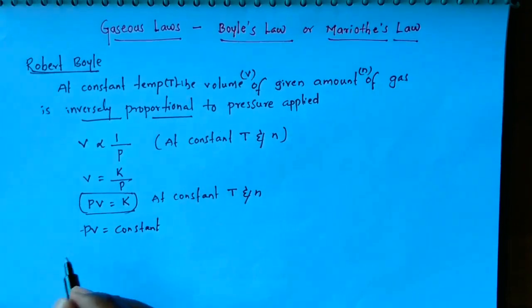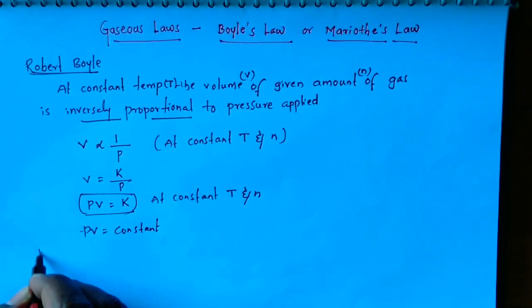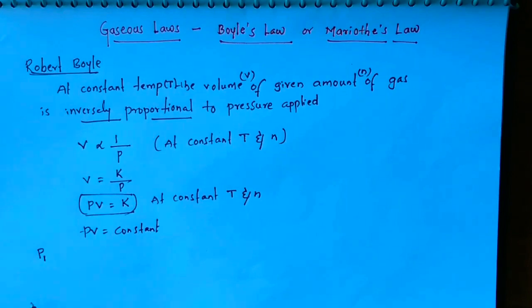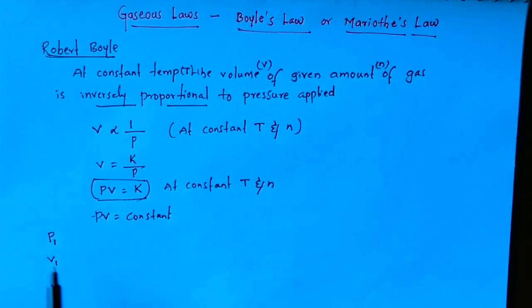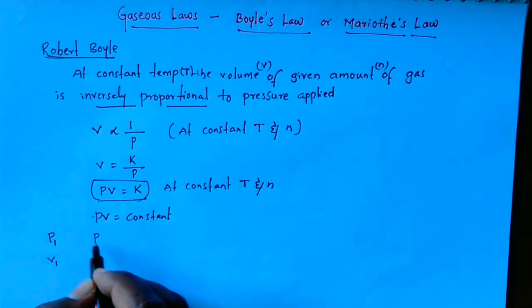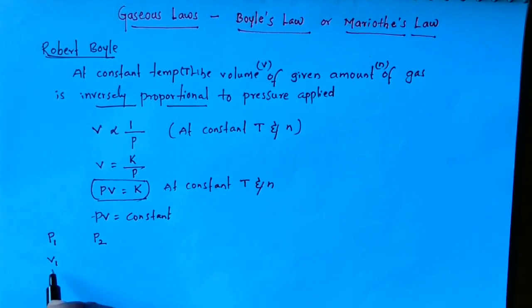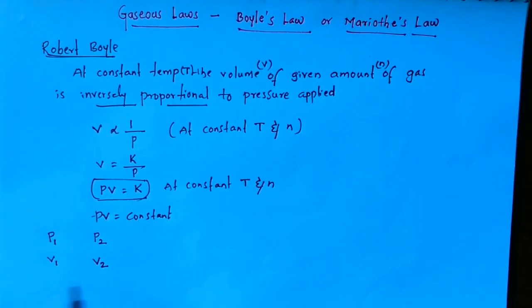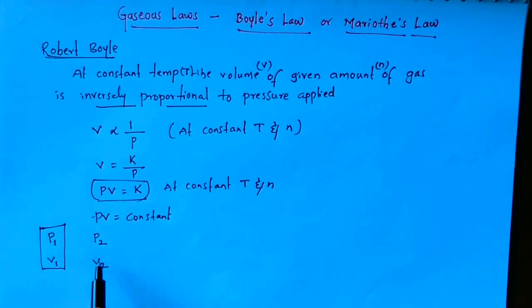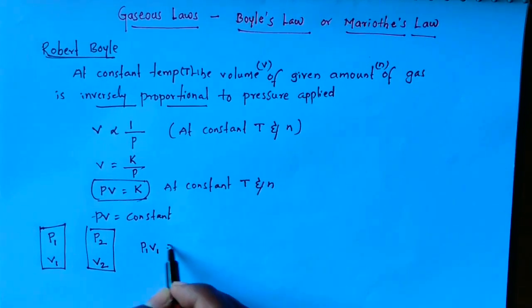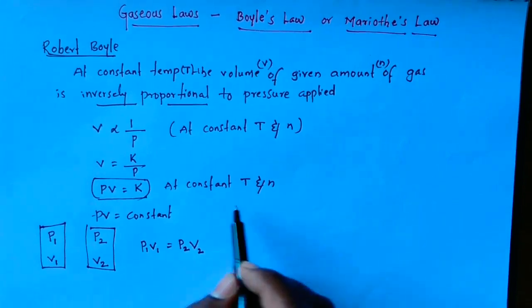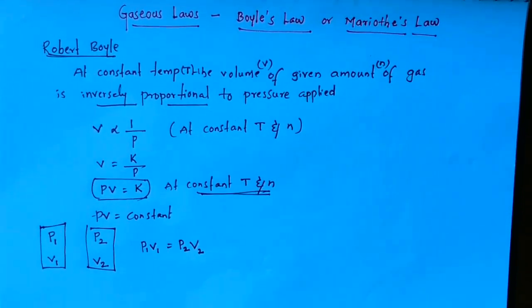Suppose I take one gas having pressure P1 and volume V1. I change the pressure of the gas to P2, and definitely the volume also changes to V2. The product of these two is equal to the product of these two, so P1 V1 is equal to P2 V2, at constant temperature and number of moles.